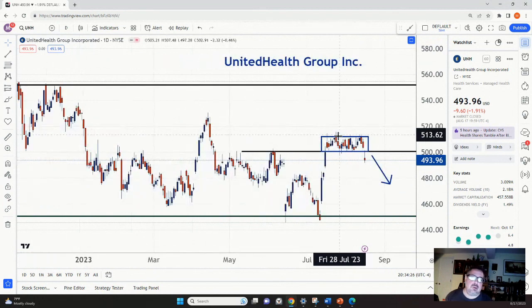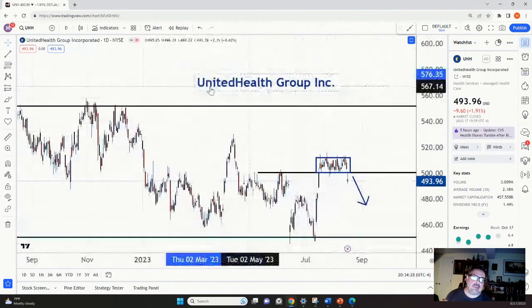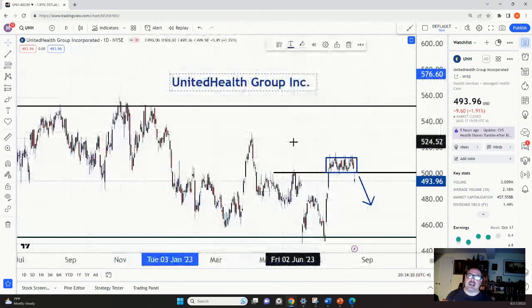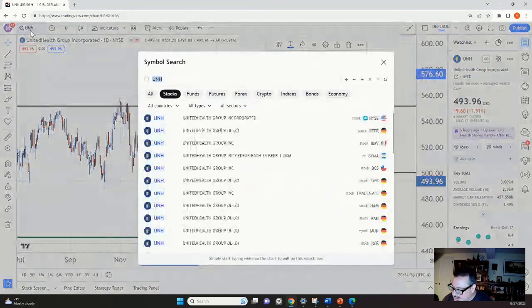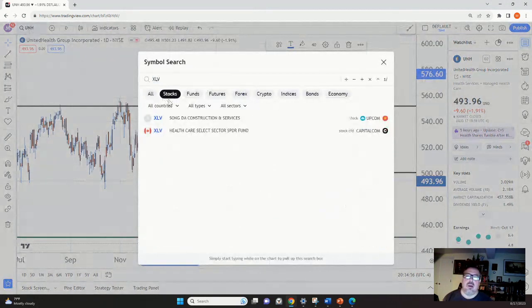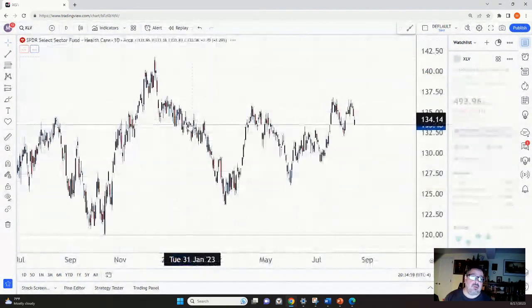But let's get into the United Healthcare Group. One of the ways that we like to develop trades is we look at the sector. The S&P 500 is made up of 11 different sectors. And if a sector looks weak, well, just by definition, there are going to be stocks within that sector that look weaker because a sector is just the aggregate or the average of all the stocks that were in that sector. So I'm going to bring up this ETF, XLV. This is the Spider Healthcare Fund, which tracks the healthcare sector.